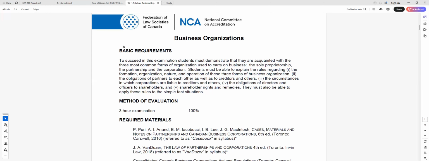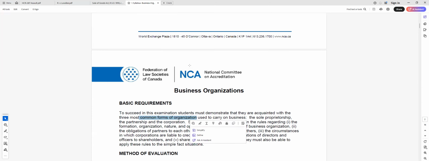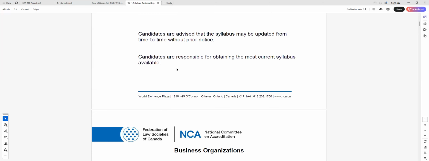The basic requirement to succeed in this exam is that the student must demonstrate that they are acquainted with the three most common forms of organization used to carry on business. Can you get any one or two or all three? It could be like public limited, private limited, partnership firms. Public limited and private limited would come under corporations altogether.